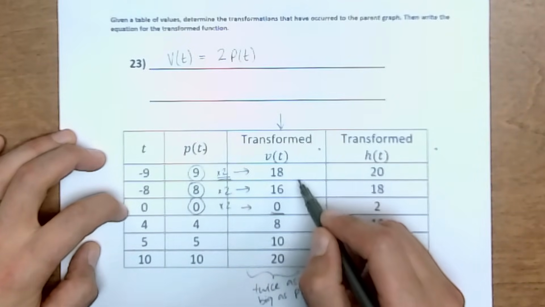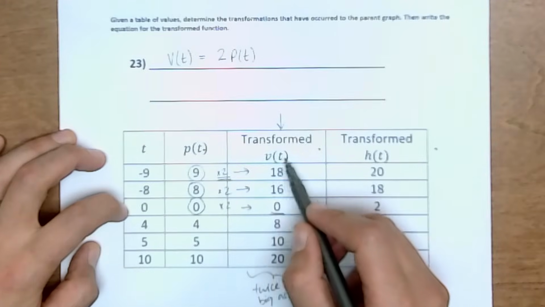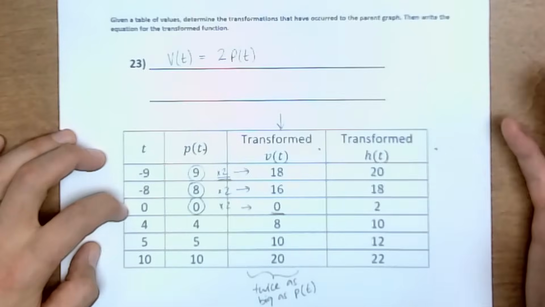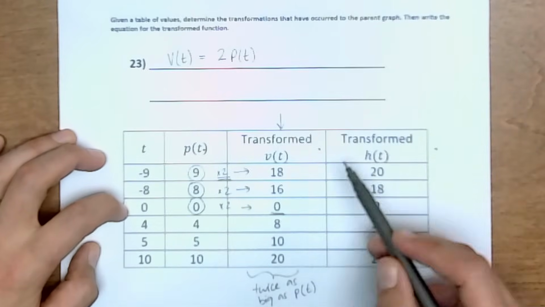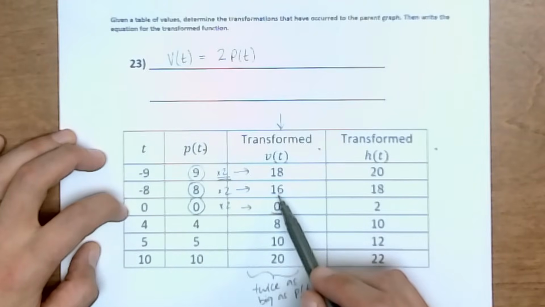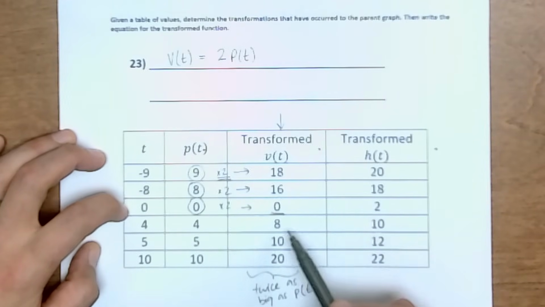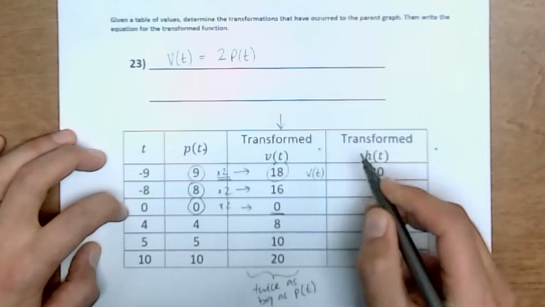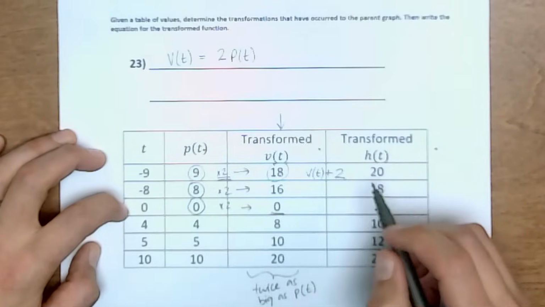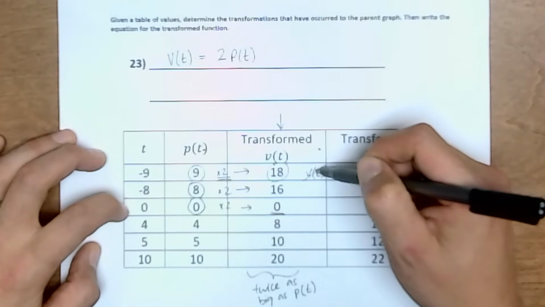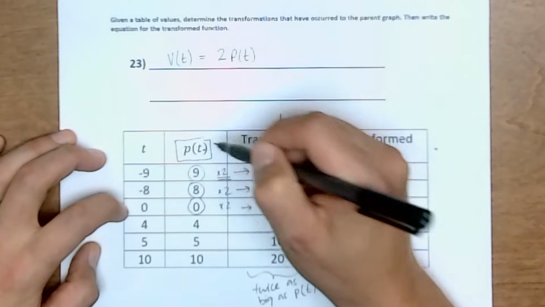What you have to sometimes do is look for relationships between the kids. Siblings sometimes can look very similar, and you can tell that they're siblings because they share certain traits. So if you look from Vinny to Hector, 18 and 20, 16 and 18, 0 and 2, 8 and 10, 10 and 12, 20 to 22, these would all be V of t plus 2. But see, here's the issue. We can't talk about Hector in terms of his brother. We have to go all the way back to this parent function.